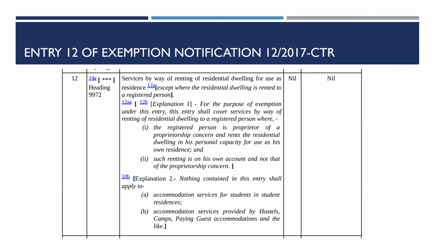No, I'm coming from a perspective where the recipient is registered. The moment the recipient is registered, your exemption entry goes off. The exemption entry also has an exception: you give it to the proprietor, not the proprietary concern. Now, why are you using the word proprietor? It says "to a registered person", not restricted to a proprietor.